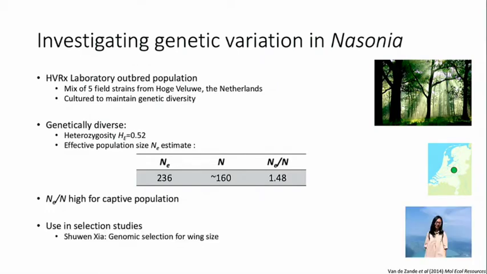That strain is used in selection studies, and for instance, Shu and Sha, who you have seen here during our internship of our PhD. She was here last year, I think, doing work. She worked with this population, doing genomic selection for wing size, and she's currently finishing up her PhD on that. So that's one population.